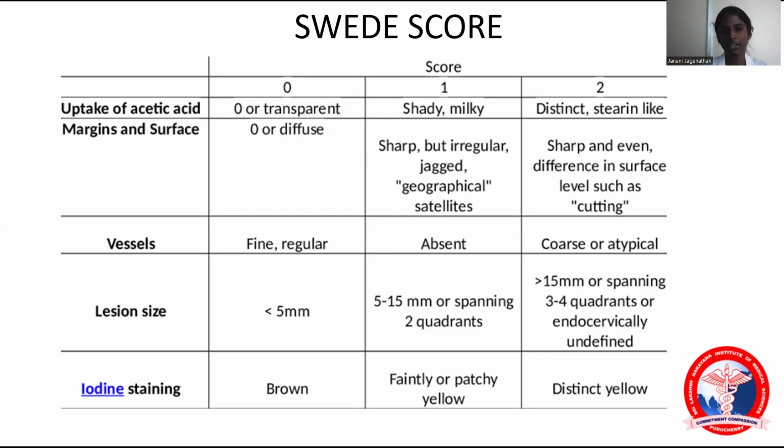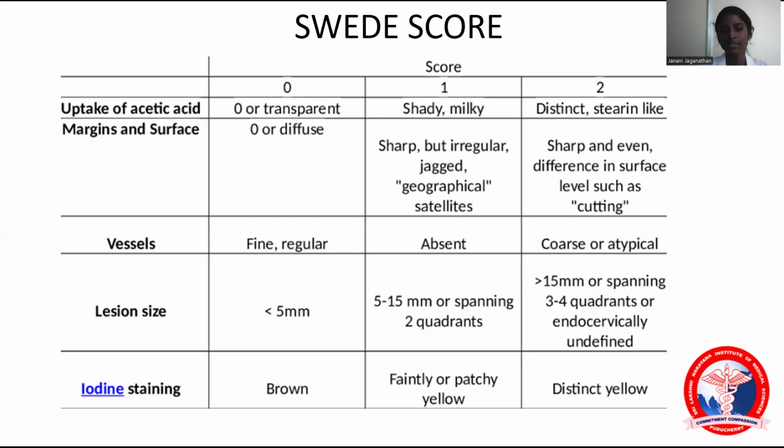Vessels will be fine and regular, that will come under score 0. When vessels are absent, it will come under score 1. When vessels are coarse or atypical, it will come under score 2. Lesion size will be less than 5 millimeter. Lesion size between 5 to 15 millimeter or spanning 2 quadrants. Then lesion size more than 15 millimeter or spanning 3 to 4 quadrants or endocervically undefined.